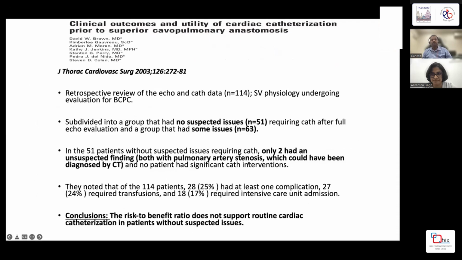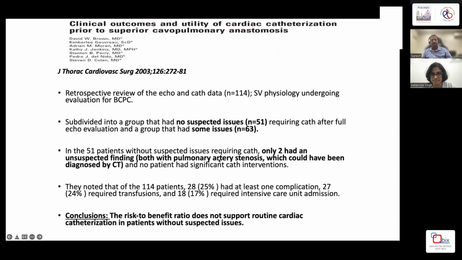This is a retrospective review of echo and cath data, again from the Boston group. In single ventricle patients, they concluded that there is no benefit of cath except for identifying anatomical abnormalities, which can be easily delineated by CT angiogram.